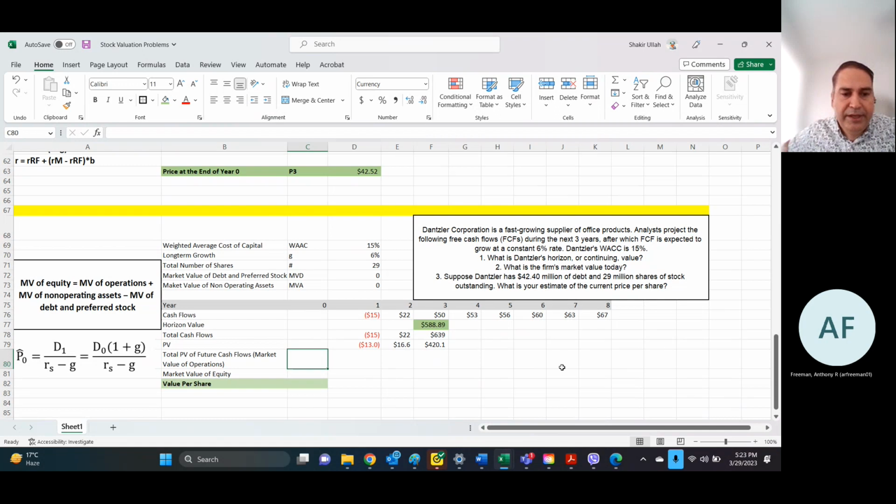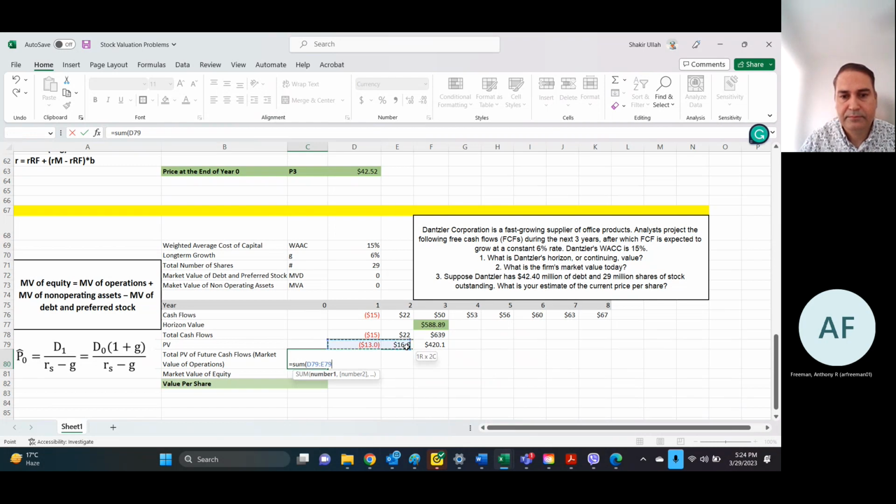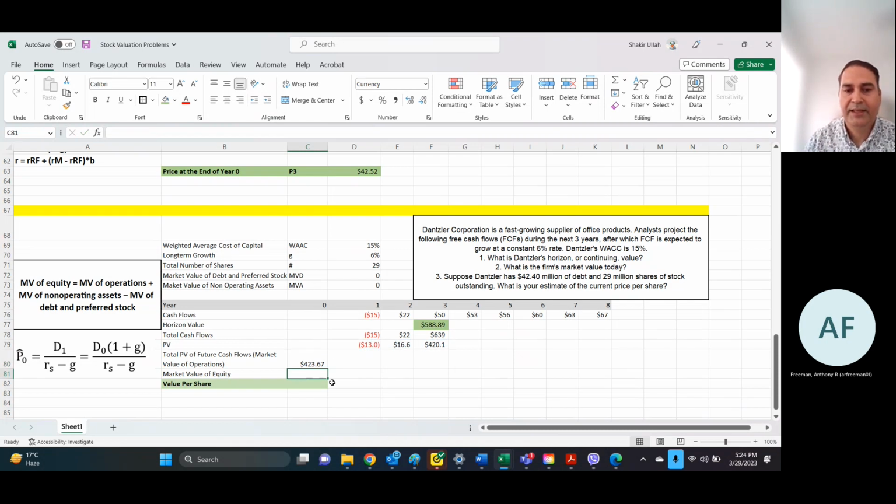The market value of operations, or the market value of this company, because they have not given us any bond or debt, would be equal to the market value of operations. So it would be the sum of the present values of the future cash flows. Make sense? That is the market value of operations.